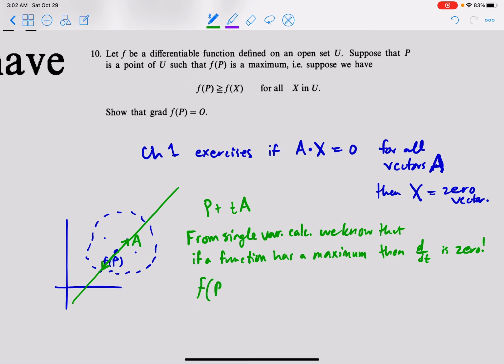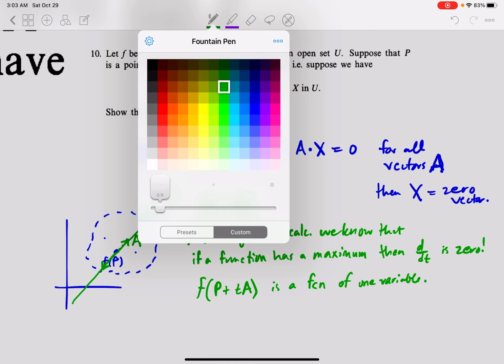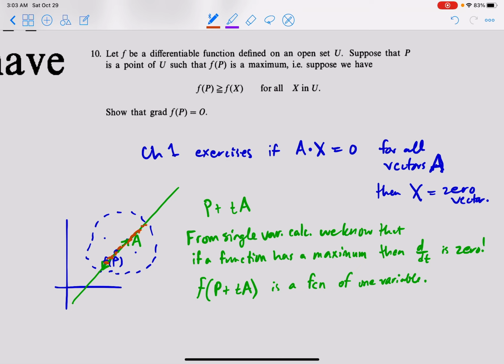Okay, but f at p plus ta is now, if we're just restricting the values of f to this line, then we have a single variable function. It's a function, fcn is my abbreviation for function, of one variable. But we know that it has a maximum there, right? So no matter where we are on this line, well, as long as it's in the open set U, so for small values of t, it'll be in the open set U, and all the numbers hovering at these points are smaller than f of p. And so this function of one variable has a max at t equals 0.